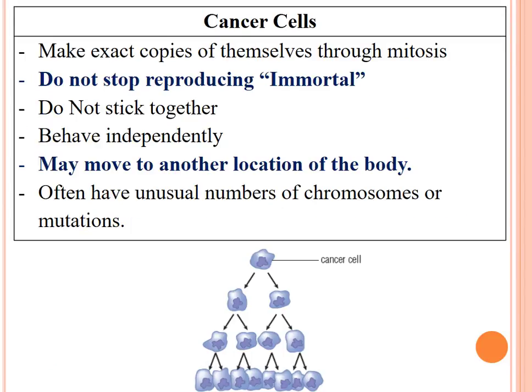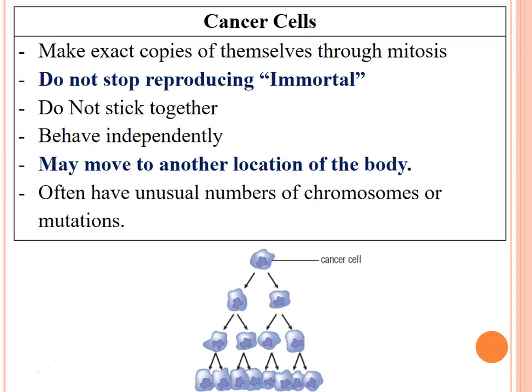Cancer cells have some different features again. They are also going to divide through mitosis, and in fact, cancer cells are going to spend most of their cell cycle in a division stage. So it's kind of reversed. Cancer cells will spend about 10% of their time in interphase and about 90% of their time dividing. So they're not going to stop reproducing. They are considered immortal. They're just going to keep dividing and dividing, even if there are signals that tell them not to. They don't stick together.